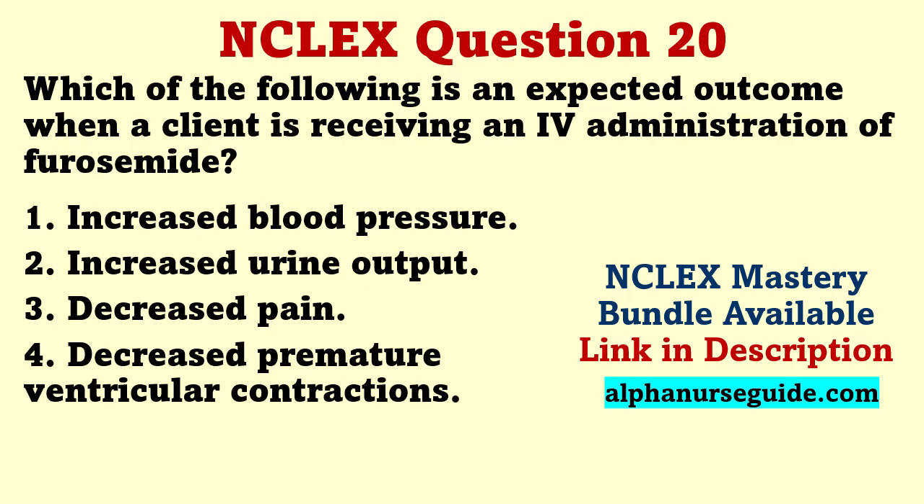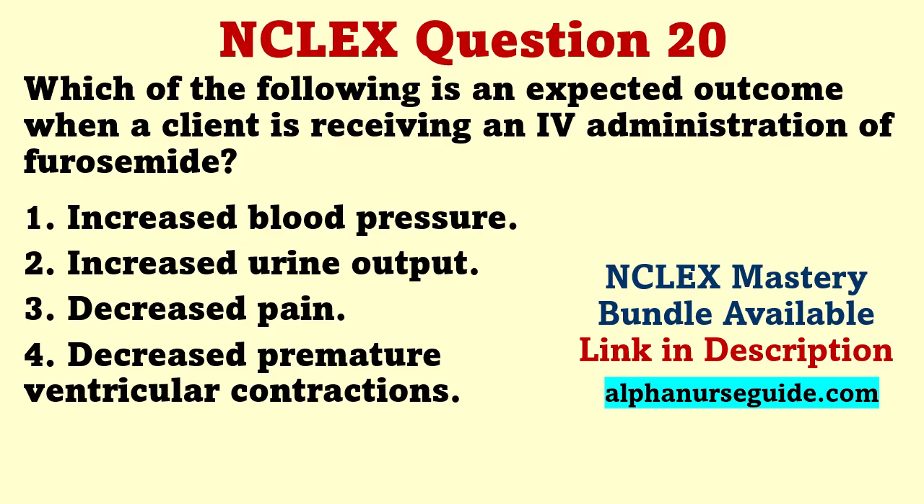Which of the following is an expected outcome when a client is receiving an IV administration of furosemide? 1. Increased blood pressure. 2. Increased urine output. 3. Decreased pain. 4. Decreased premature ventricular contractions.